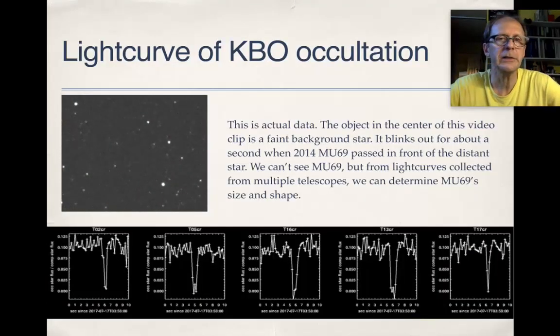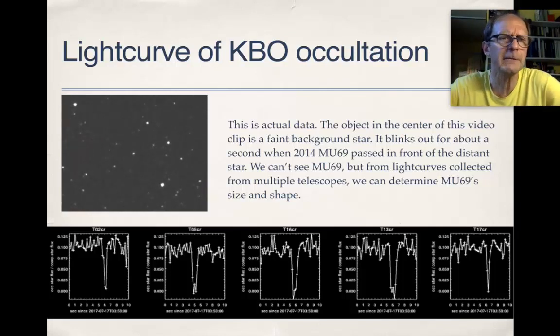And here is an actual occultation. This particular video is from the July 17th event, when MU69 passed in front of a star. So we're not actually measuring the brightness of MU69. We're measuring the brightness of a background star that's way, way off in the distance, much fainter than you can see with your naked eye, but visible in what are actually fairly small telescopes. These were 16-inch telescopes we were using, 16 inches in diameter.